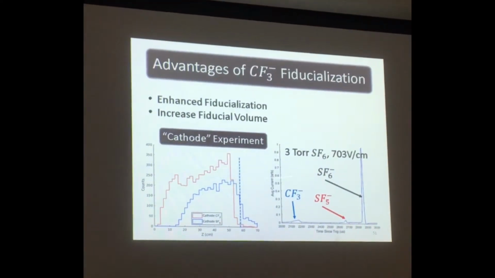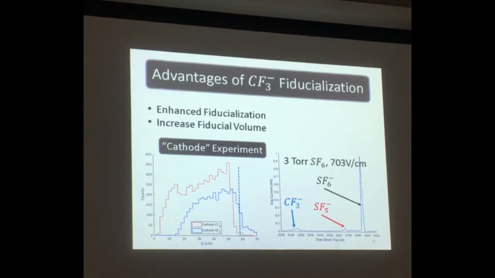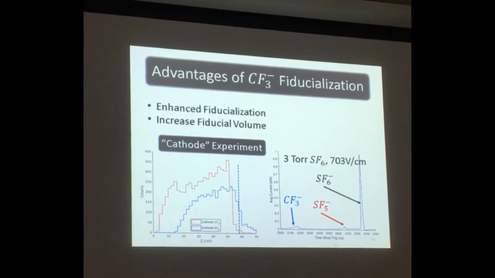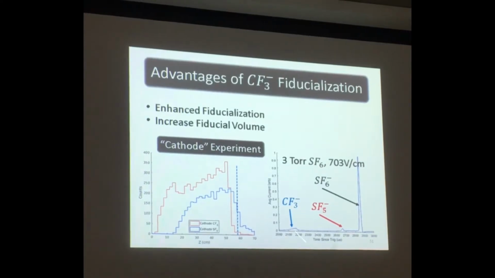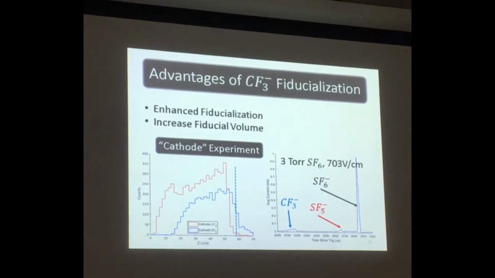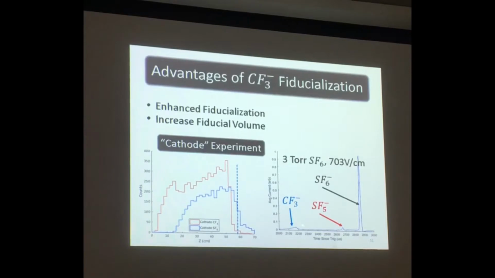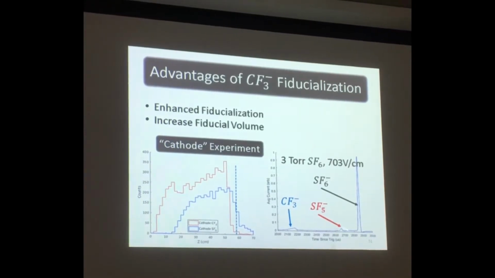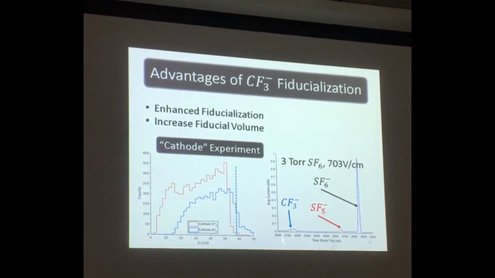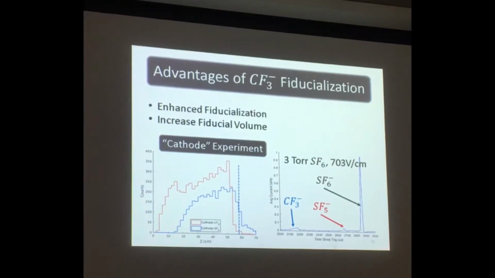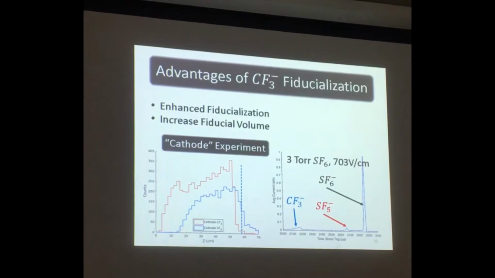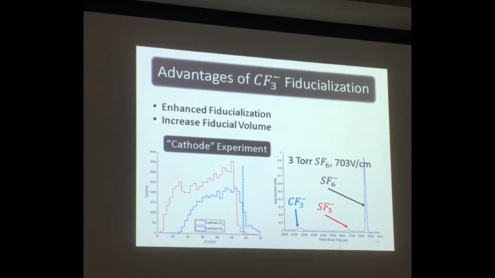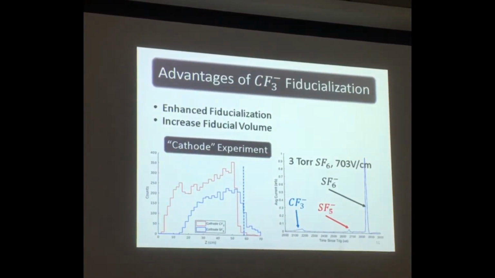And I want to just reiterate that this solves that fiducialization issue in SF6, and it also increases the fiducial volume of our detector, where you notice the CF3 minus peak is much faster than the SF5 minus peak, which means that with this time difference, I can resolve a track smaller in Z. And so this is really cool.